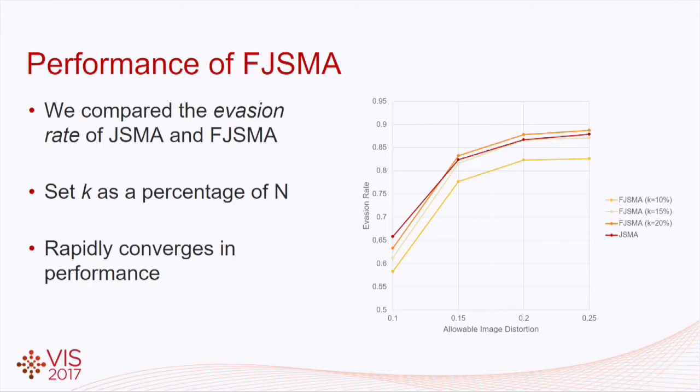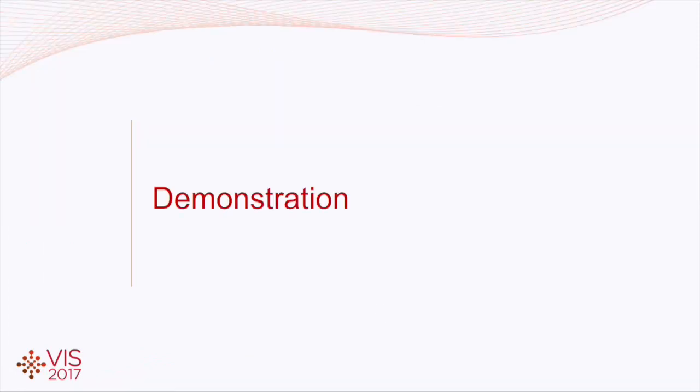And so when we look at this, we can see a converging effect towards the Jacobian saliency map performance. As far as timing goes, our fast Jacobian saliency map approach ran anywhere between about 60% to 50% of the Jacobian saliency map time, which was a substantial speed up for the visualization. And so now I'll give a brief demonstration of our tool and how it works.